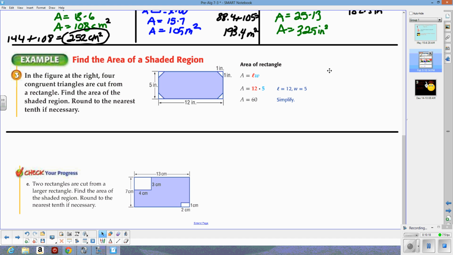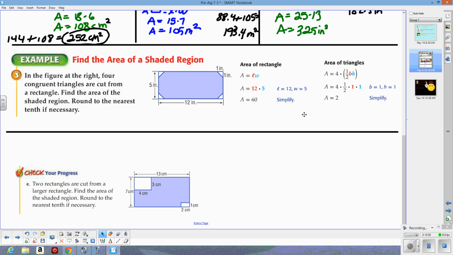And then we have 4 triangles that are cut off, and they're congruent. That means they're the same size. So the area of the triangles is going to be the base times height divided by 2 of the triangle, or 1/2 times the base times the height. And then that answer is going to be multiplied by 4 since we have 4 of them. So if you look over here, this piece right here is for one triangle, and then we're going to take that times 4. The base and height of the triangle are both 1. So 1/2 times 1 times 1, and then that answer times 4 gives us 2.